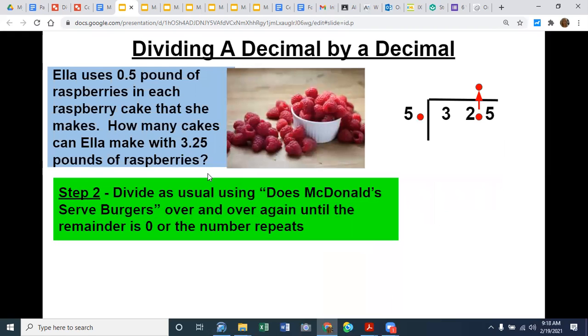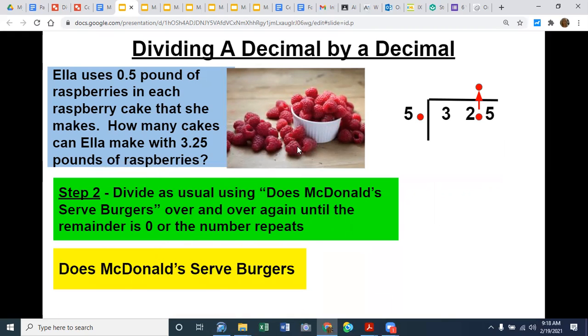Now we're going to use Does McDonald's Serve Burgers over and over again until the remainder is 0, or the number repeats, or the problem tells you to stop. So we're going to do this again. Divide, multiply, then subtract, bring it on down and bring it on back. Okay, so we're going to do Does. We're going to divide 5 into 32. So I'm going to put my 6 over my 2 because I went into the whole 32 here. So 5 times 6 is 30. That's my multiply part. Now I bring my subtraction part up here and I go 32 minus 30, that's 2.